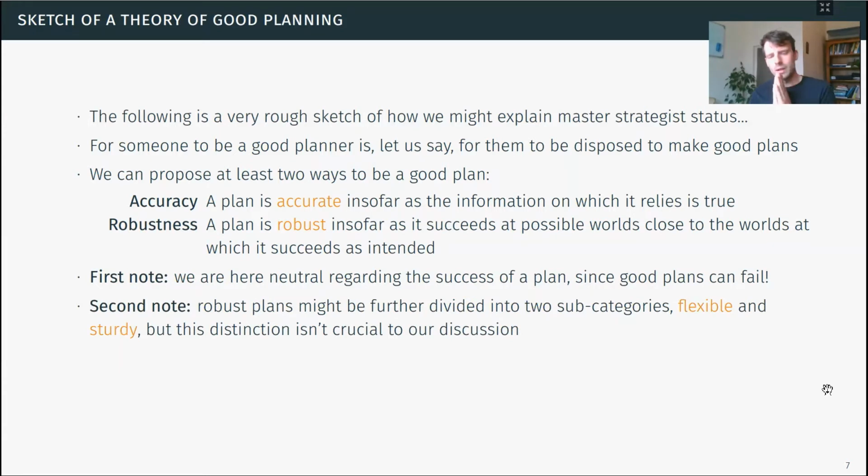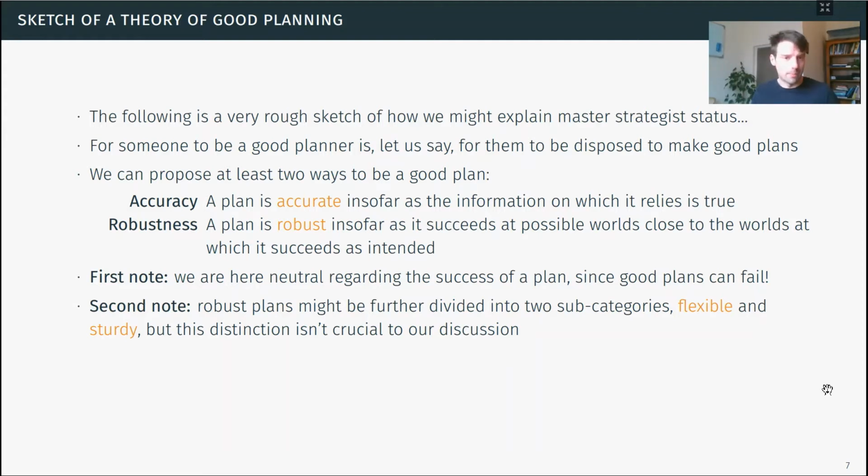The second note regards a more subtle matter. I think that there are many more ways we might divide up good plans. In particular, I think we might divide robust plans up in interesting ways. For example, into two subcategories that we might call flexible and sturdy. A plan can be robust by being flexible, that is by having many conditionalized actions, and so looking very different depending on how things unfold.